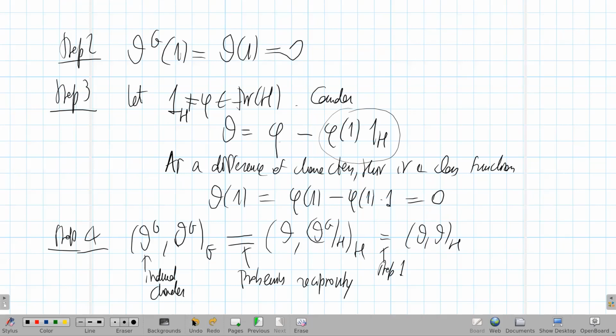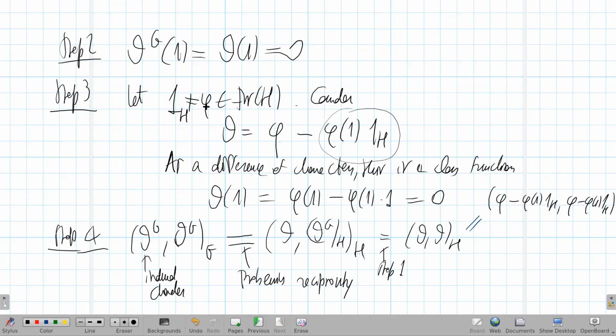I was looking at the wrong one. I mean, theta is phi minus phi 1 times the trivial character. So when you consider this inner product, what do we get? We get phi minus phi 1 times 1_H, phi minus phi 1 times 1_H.